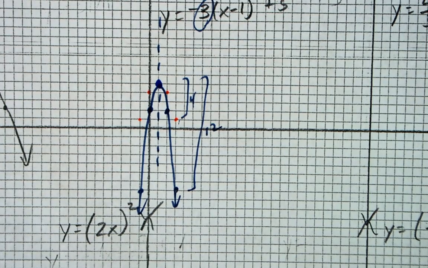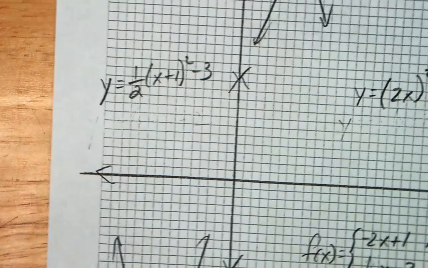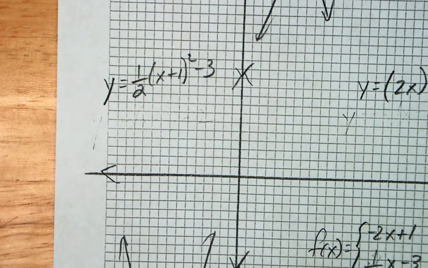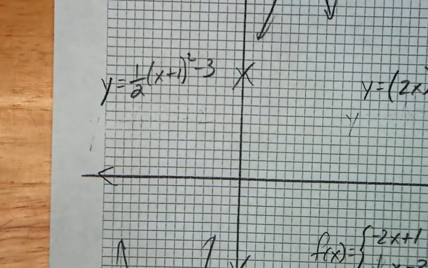So with that in mind, let's have you do one on your own. Let's do this: 1/2 x plus 1 squared minus 3. Let's have you guys do that one on your own.